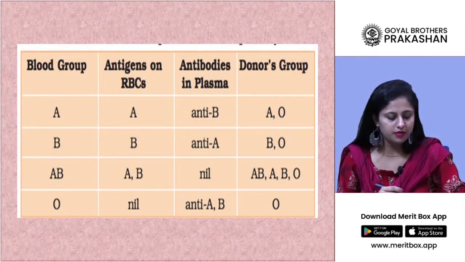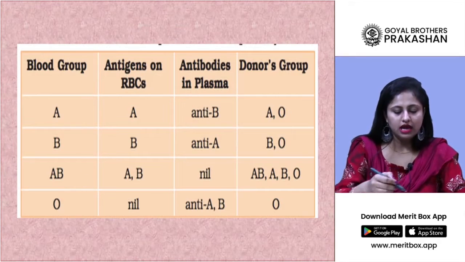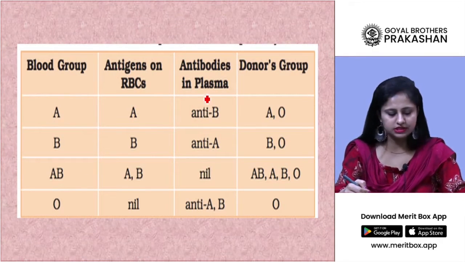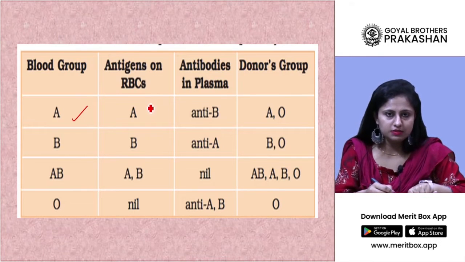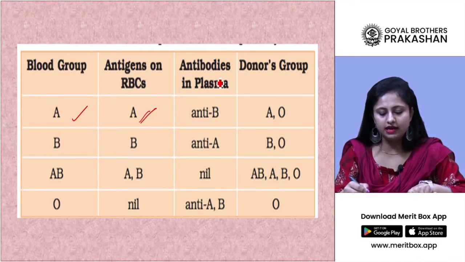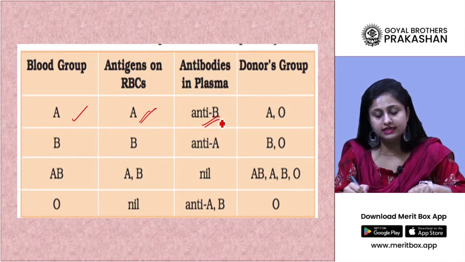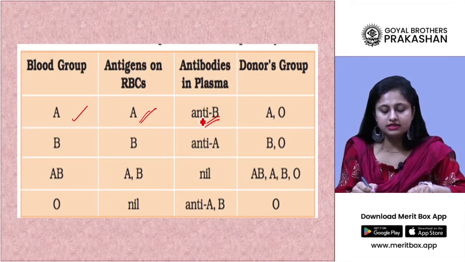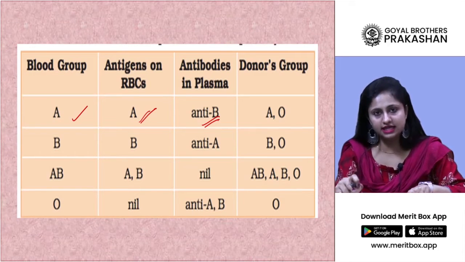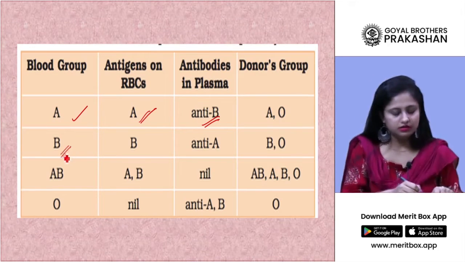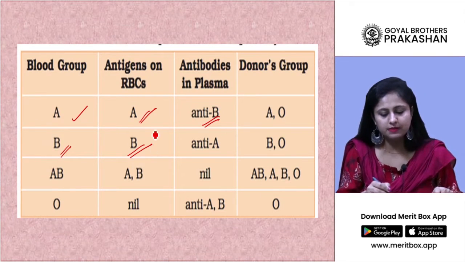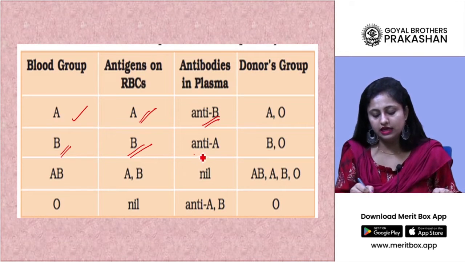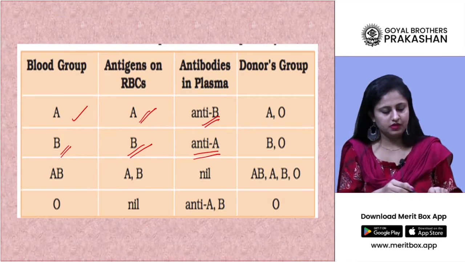This is a tabular form in which blood group is written and antigens and antibodies are also written. Like in blood group A, the antigens present on RBCs are of only A type, and antibodies of only anti-B type. This is A and this is anti-B, not anti-A, anti-B. Here in B blood group, antigen present is only of B type and antibodies of only anti-A type.